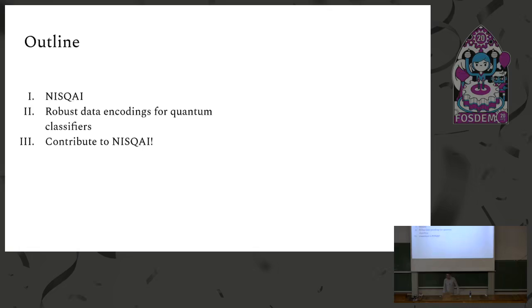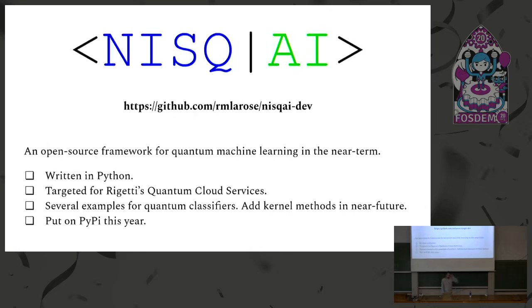So today I will mainly be talking about three things, all related. The first is our library NISQ AI, and the second is some research that sort of spawned off of this about data encodings and robustness, which I'll get into. And then the third thing is just how anyone can contribute to NISQ AI if you're interested. So here is our GitHub.